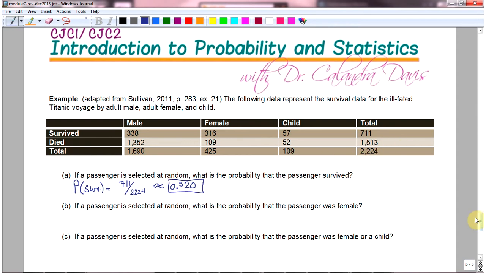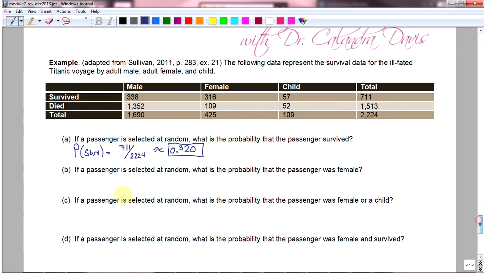Okay, going on to B. If a passenger is selected at random, what is the probability that the passenger was female? Well, from our table, the total number of females was 425 out of the 2,224 on board. So that gives us approximately 0.191.